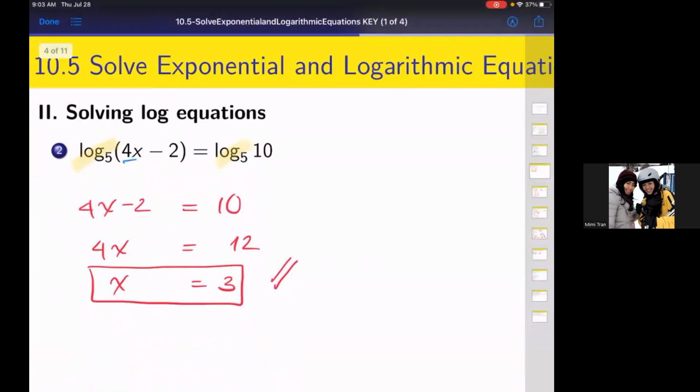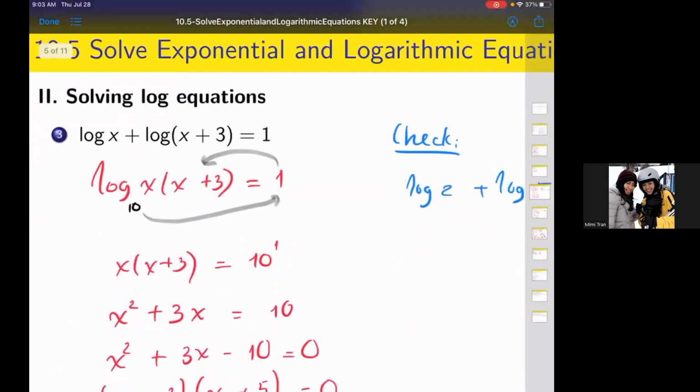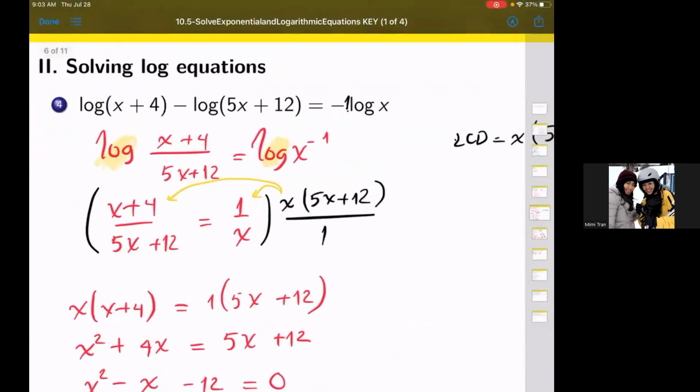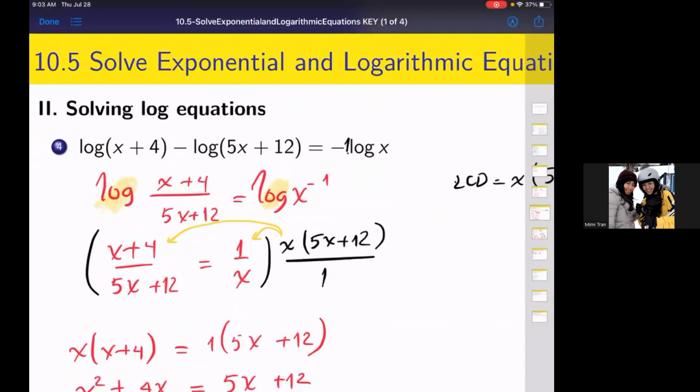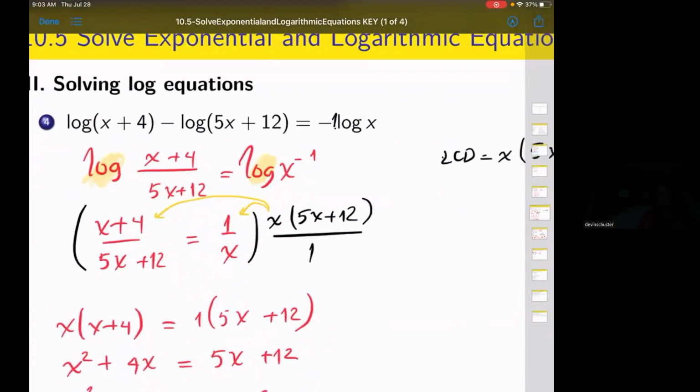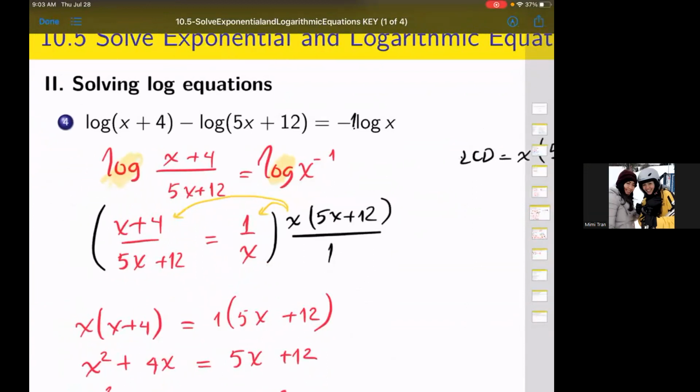The second one is when you have logs being added and then a number on the other side. Then you need to combine the logs before you change it into exponential form. And then the third one is you have log everywhere. When you have log everywhere, make sure you combine into a single log on each side. The coefficient has to be 1, and then if you have the same base, you can drop the log.